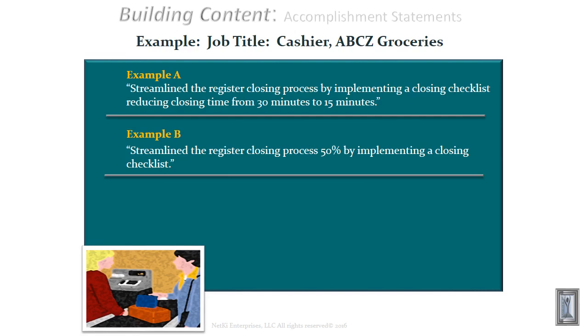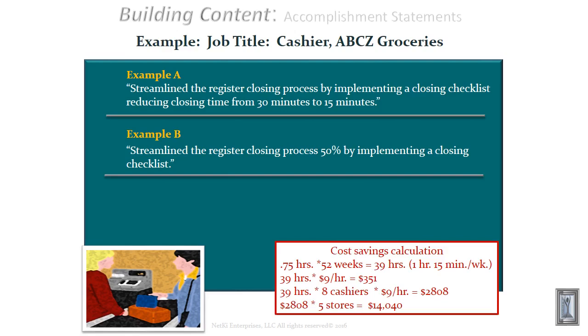We find that Jane could go even further with her metrics by calculating the dollars her new process saved annually. Let's say she made $9 an hour and she averaged 40 hours per week, working 8 hours 5 days per week. She was able to save 15 minutes per day, or 1 hour and 15 minutes per week. In 1 year, she saved 0.75 hours by 52 weeks, equal 39 hours annually, or a savings of $351 per year.